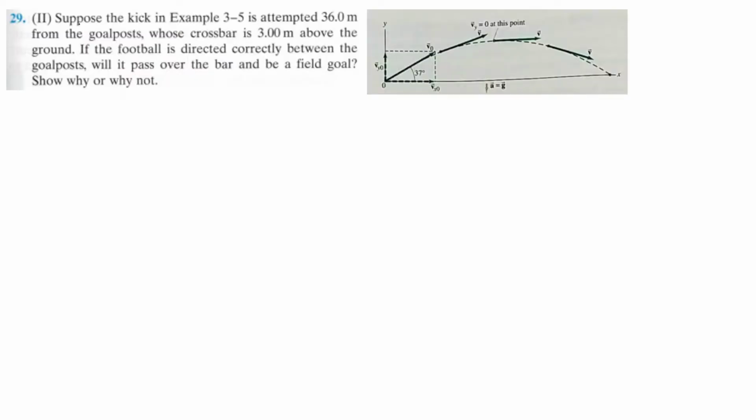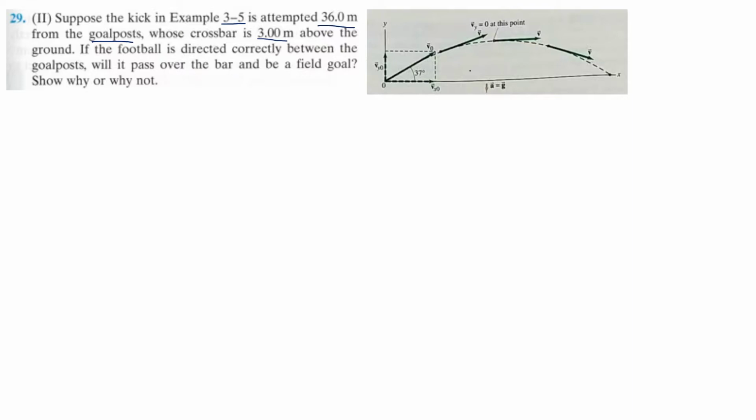The question goes like this. Suppose the kick in Example 3.5, and I have a little diagram here, was attempted 36 meters from the goalpost, whose crossbar is 3 meters above the ground. If the football is directed correctly between the goalposts, will it pass over the bar?